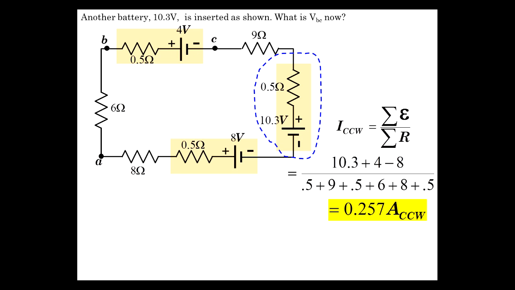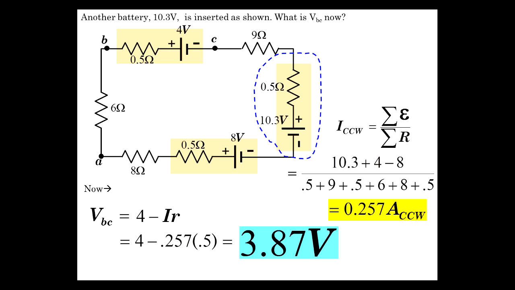And so there's a rise across here, and then it's a plus to minus. So there's going to be a drop across this one. So it's going to change things. So we have VBC now is the rise of 4 minus the I times R. So that's 4 minus IR, which is 3.87 volts. It's acting like a normal battery with a voltage drop internally.